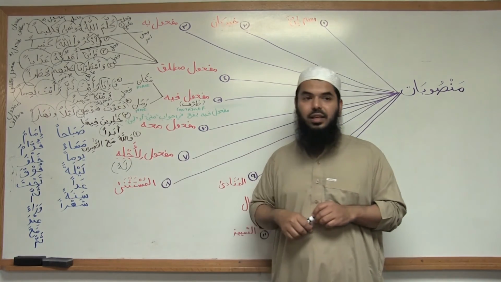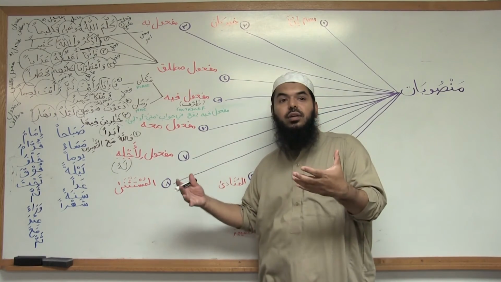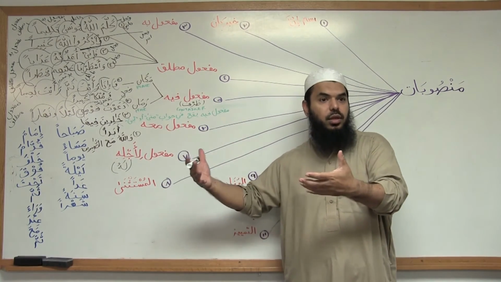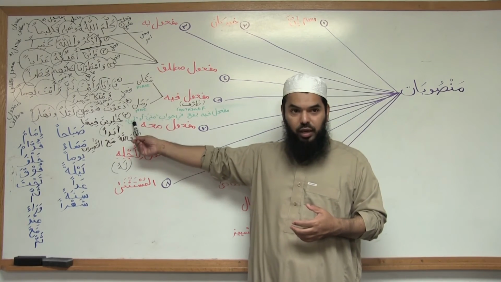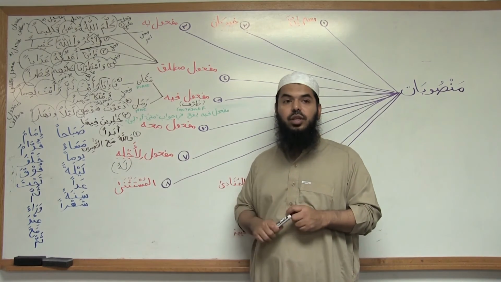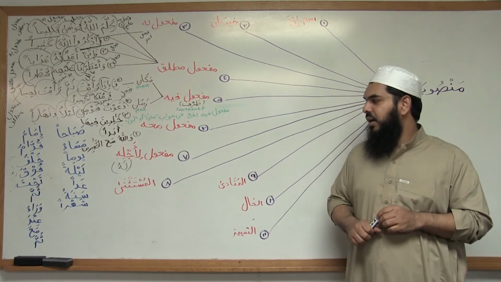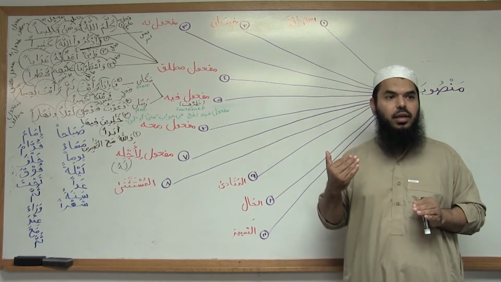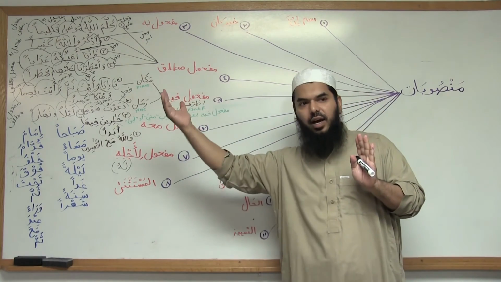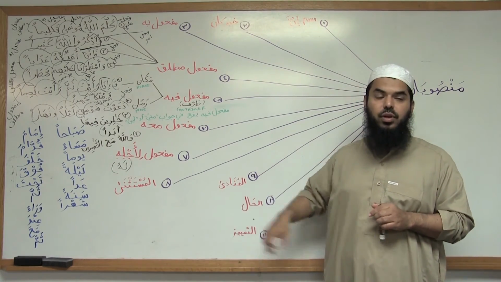Maf'ul li'ajlihi, or maf'ul lahu. Yani, when you memorize the Qur'an, why did you do it? Here we answer the question of when and where. Here we'll answer the question of why. Tayyib? Al-mustathna, when you have something that is taken out of something, like if you say everything illa, right? We'll get into it.